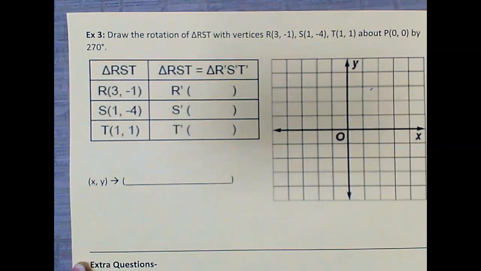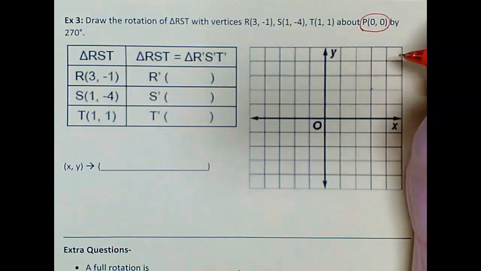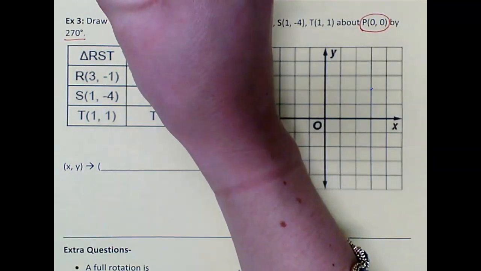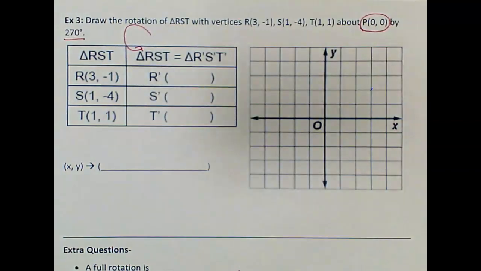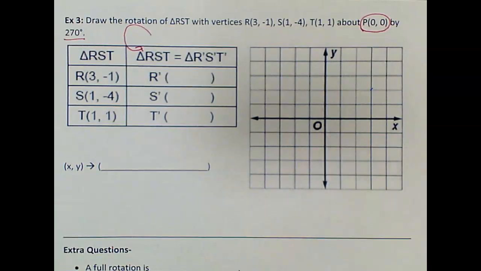Okay. So last problem, draw the rotation of triangle RST with vertices R at (3, -1), S at (1, -4), and T at (1, 1) about point P, which is the origin, by 270 degrees, another positive angle, meaning we're rotating in the counterclockwise direction. And we don't have the figure here first, so we do need to plot it, and I'm going to give you a little bit of time. Please pause your video and try to complete example 3.